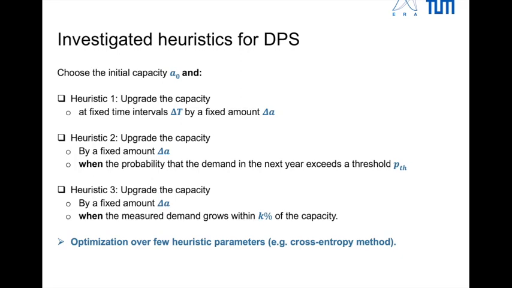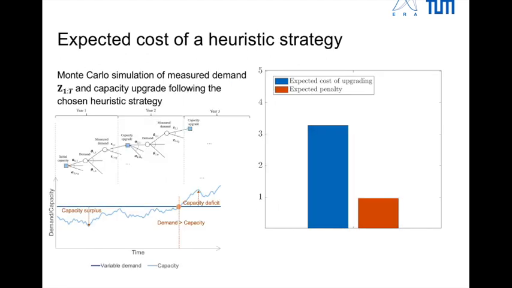The optimization then acts over these few heuristic parameters instead of the full spectrum of the strategies. We used a cross-entropy method as a noisy optimization method to solve this problem, but there exist several other methods that solve such noisy optimization problems. In this case, the objective function of this optimization is the expected cost of the heuristic strategy.